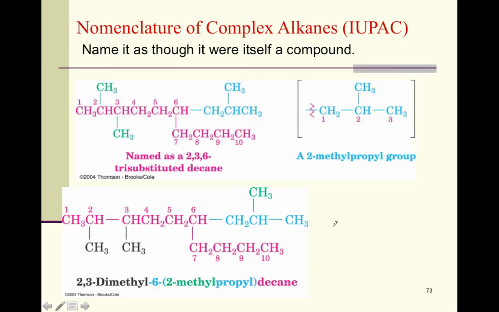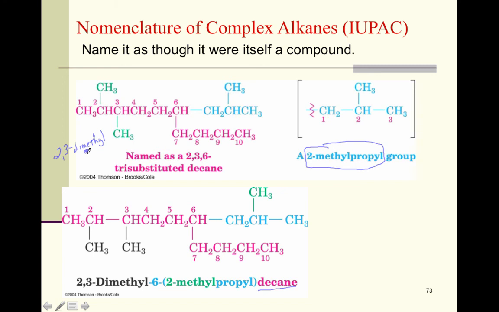All right, so I went ahead and cleaned that up so you can take a closer look at the structure again and how they named it. So we notice that the parent name is decane right here. So we have 2 groups coming off of here. We have a 2-methylpropyl group, and we also had, let me write that down. Remember, we also had a 2,3-dimethyl group.